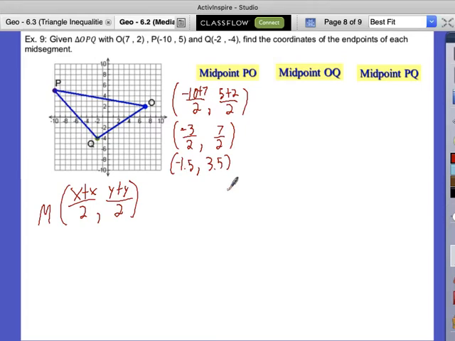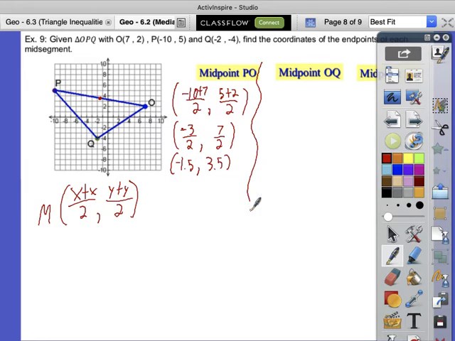And so we'd graph this. Negative 1.5, where's it going to be? Halfway between negative 1 and negative 2, left to right. And we go up 3.5. Is this on the triangle? That's a good sign. If we get a midpoint and it's not on the triangle, it's not actually your midpoint. Questions on that?